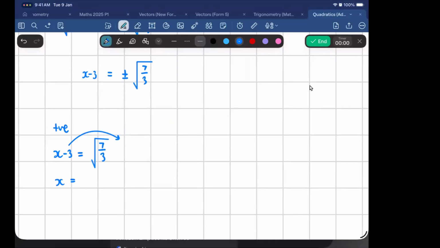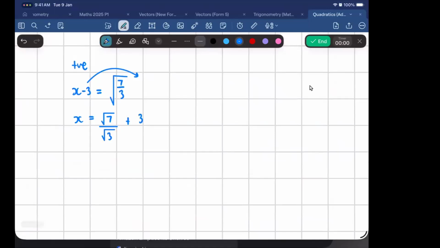Okay, all right. But watch, √(7/3) would be the same thing as √7 over what? What do you think? √7 over √3, because we're square rooting the entire thing. Plus 3.